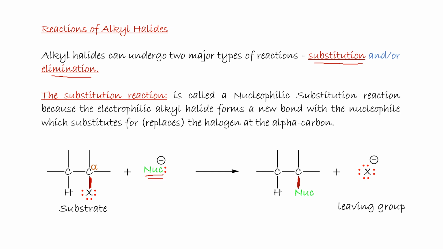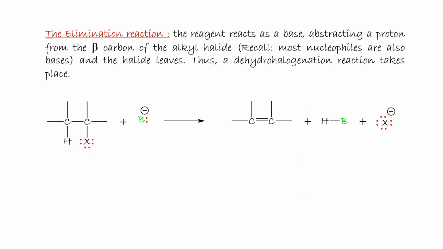And the halide will be the leaving group. The elimination reaction: the reagent reacts as a base, abstracting a proton from the beta carbon of the alkyl halide. Recall, most nucleophiles are also bases, and the halide leaves. We call this reaction a dehydrohalogenation reaction.